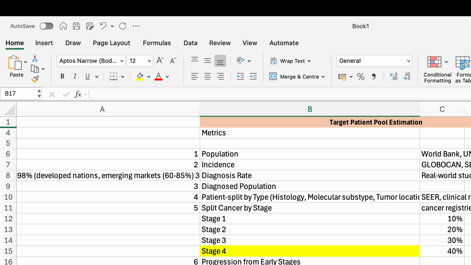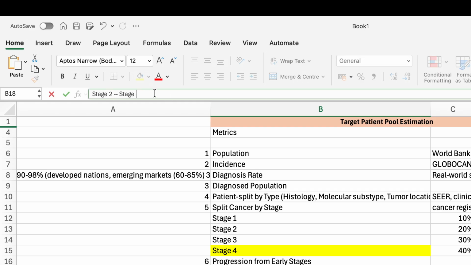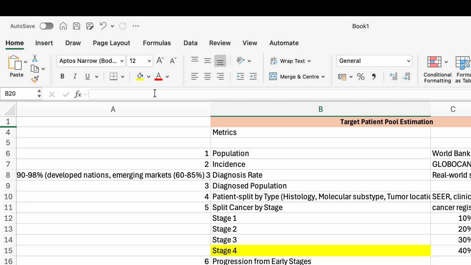Then progression from early stages, right? So this is critical for 2L plus drugs. Some patients progress from stage one to two, then stage two patients would be progressing to stage three, right? So, long story short, we would be majorly checking how many patients are progressing from stage one to two and stage two to three. For that, we would be using progression rates. I will tell that in the later videos.